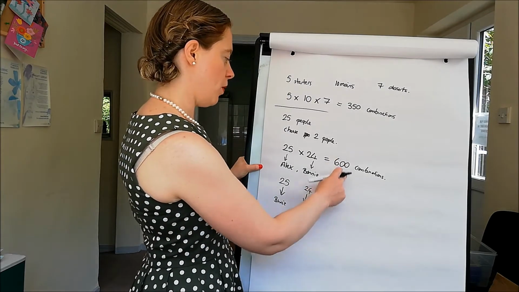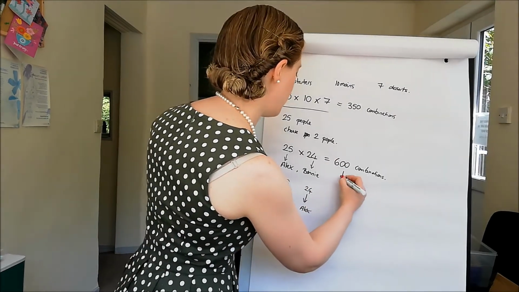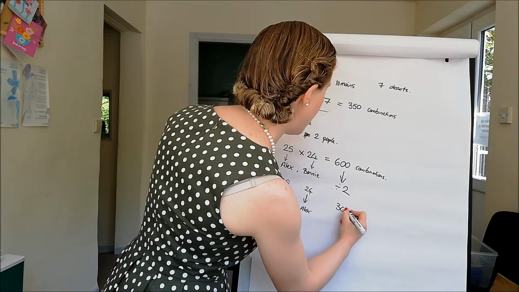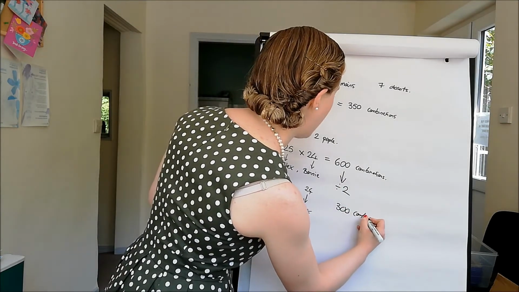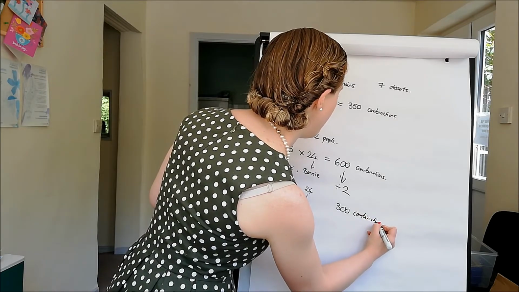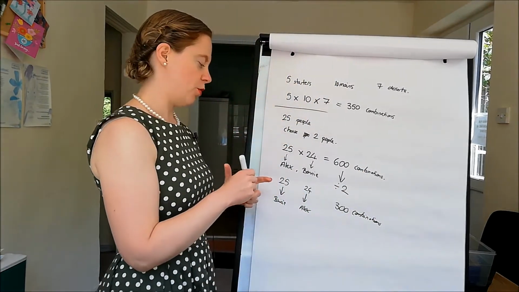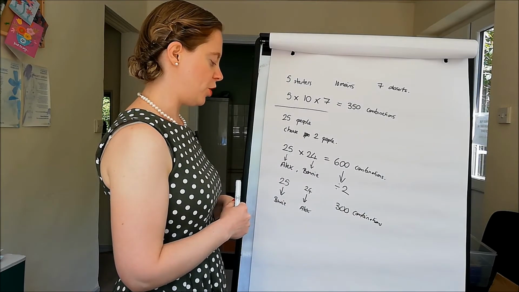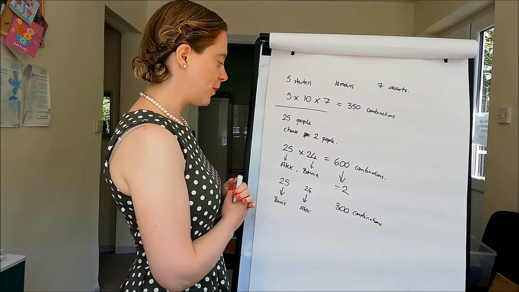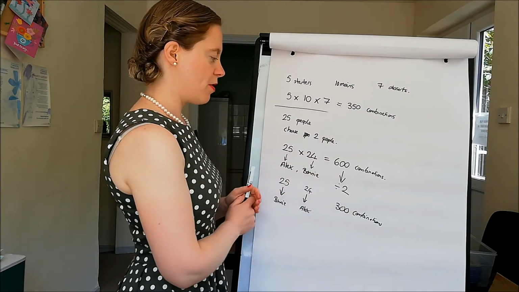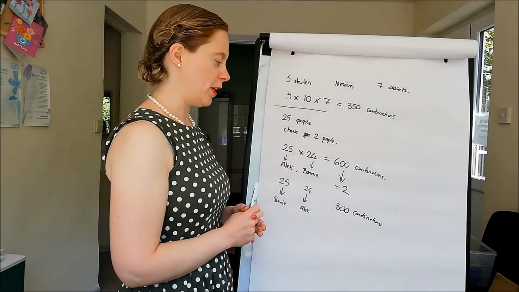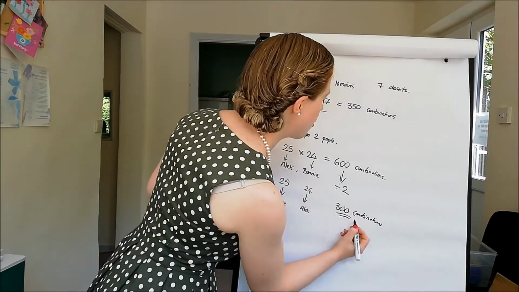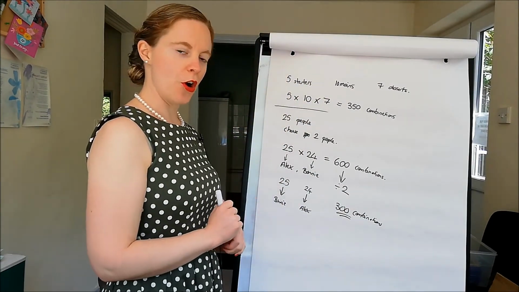So what we do is we divide the 600 combinations by 2 to eliminate all the combinations that are actually the same but the other way round. So choosing Alex followed by Bonnie is no different than if you choose Bonnie followed by Alex. So we times the numbers together, and then to eliminate all the duplicate combinations, we divide the number by 2, which gives us 300 combinations overall.